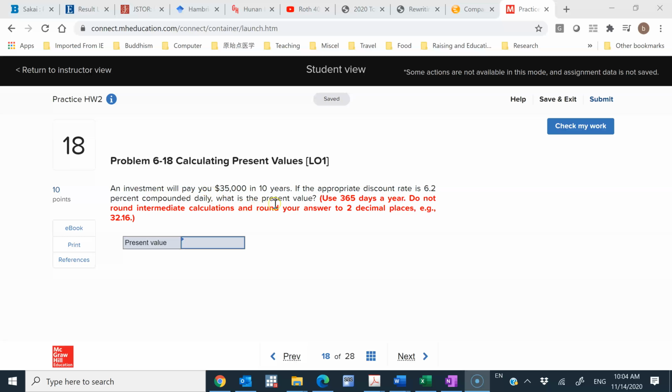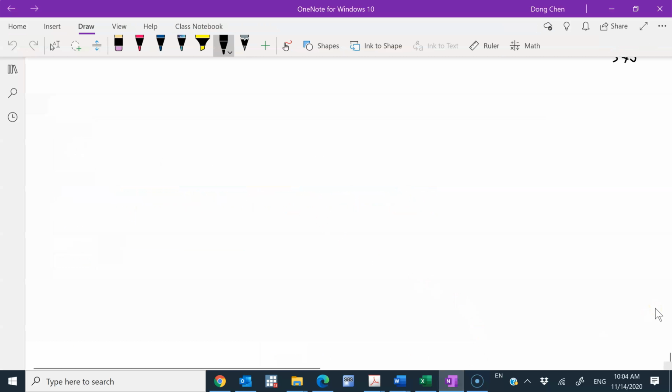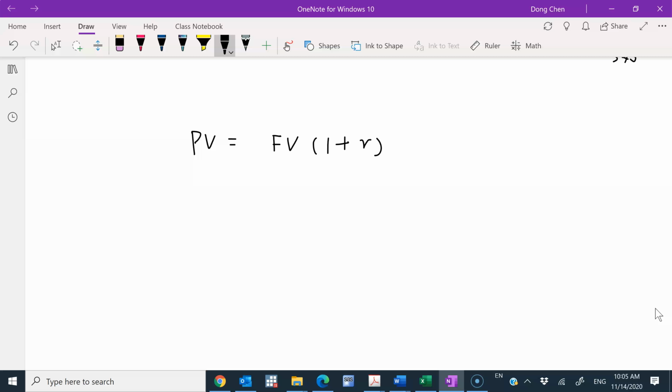So that means we need to get the daily interest rate to work for this problem. And what is the present value? If we write down the formula, normally the present value equals future value times 1 plus interest rate raised to the power of negative t. Or you can also write this as future value divided by 1 plus interest rate raised to the power of positive t. So R is the interest rate and T is the compounding period.